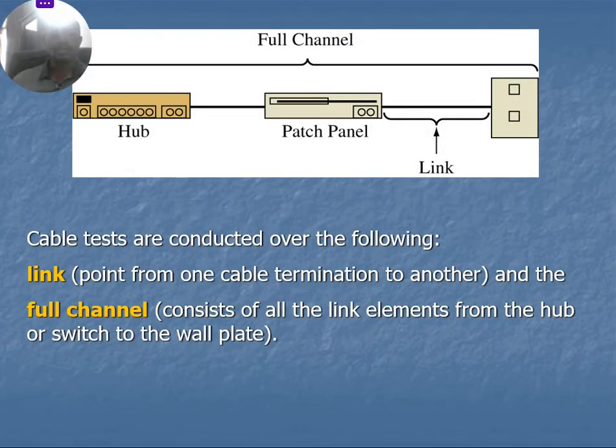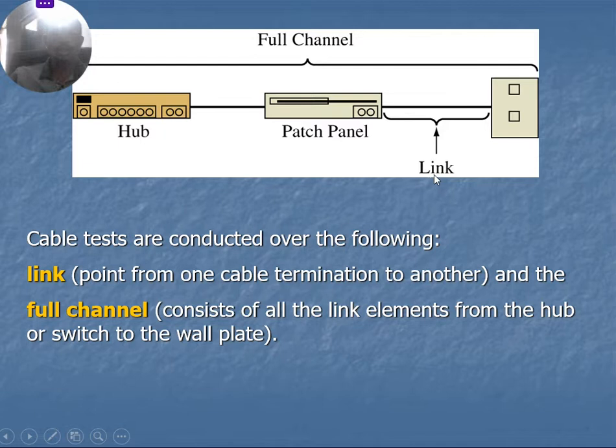A channel consists of a link and a full channel itself. Now cable tests are conducted over these two aspects. A link is from one end of a wire to the other end of the wire. A link connects the wall plate to maybe the patch panel and eventually to the hub or switch. But just from one end of a wire in the wall plate to the patch panel, the other end of that wire, is called a link. It's just called a link.